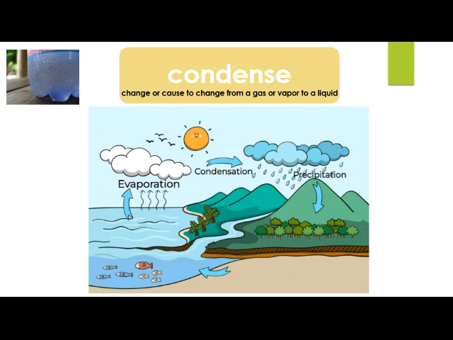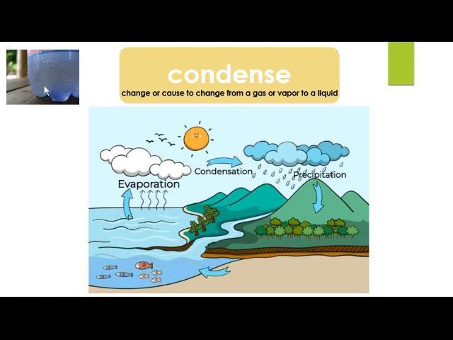Our next word is condense. Condense means change or cause to change from a gas or vapor to a liquid. So here's the same water cycle picture that we looked at before, the same illustration. But now we're going to be looking at the condensation part. So the water is evaporated, right? It's gotten lighter and lighter and turned into vapor. Now that vapor is cooling and actually getting closer together. It's condensing and changing back into a liquid.